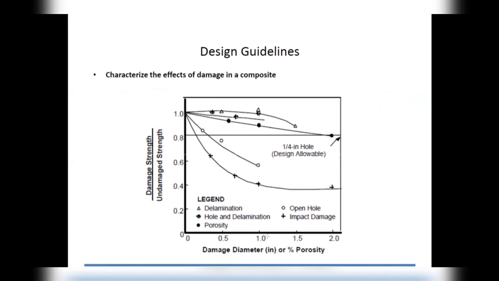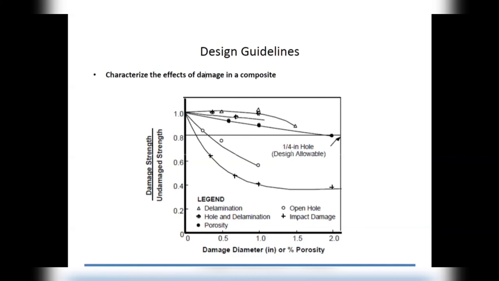I think it's important to characterize the effects of damage in a composite structure. So it is a good idea to test at various damage diameters or porosity levels and understand what the damaged versus undamaged pristine samples look like, because this information could be useful in your designs. A quarter inch design allowable sometimes can envelope some of the impact damage events, but not always.